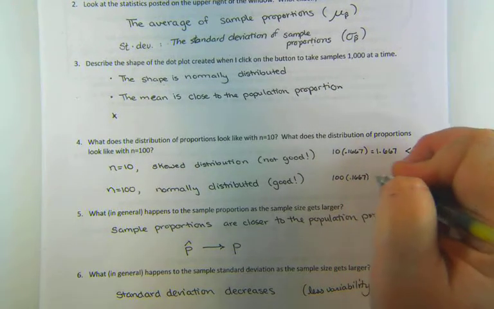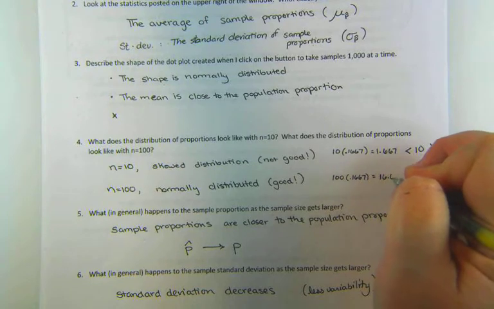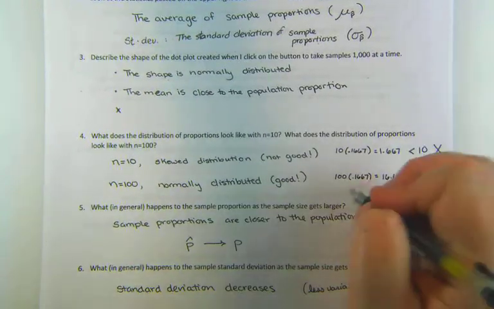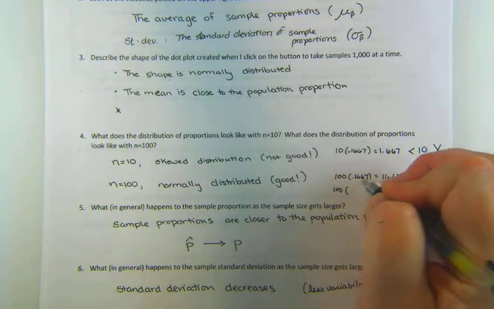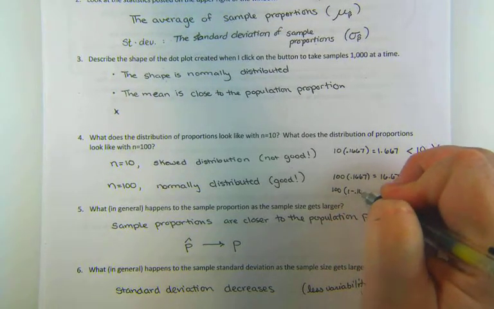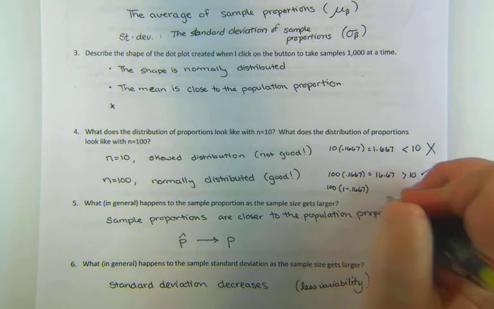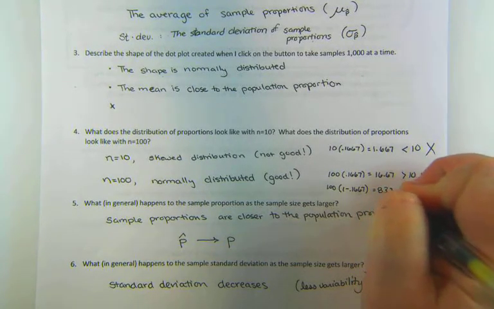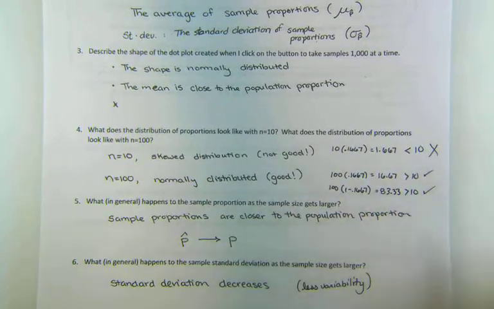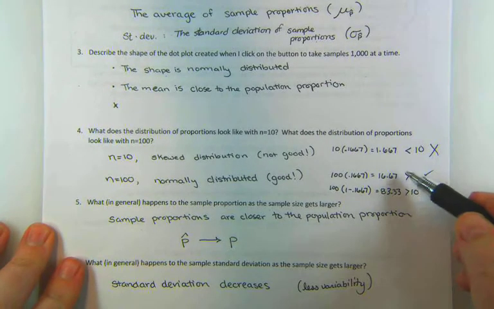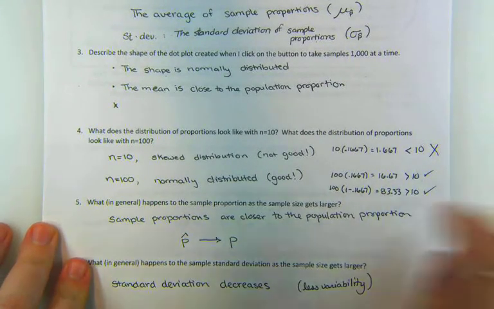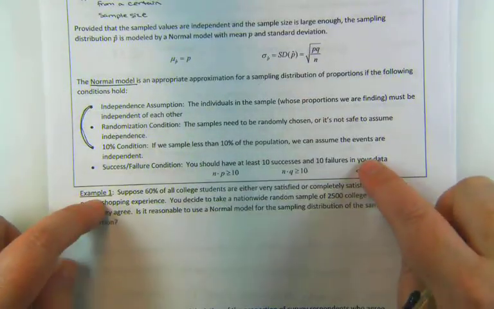Whereas if we take 100 times 0.1667, which would be 16.67, that's more than 10, so that one's good. But you also need to check 100 times the opposite, so taking 1 minus 0.1667. And that would give us 83.33, which is more than 10, so we're good there too. And that's why we see that normally distributed curve come out of there. So you need to make sure both of these are more than 10 before we can move forward.